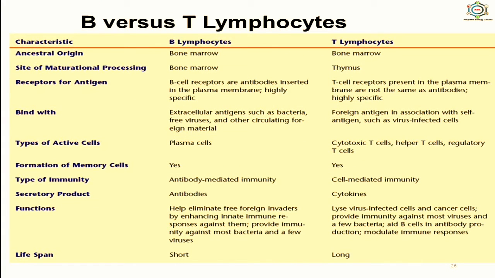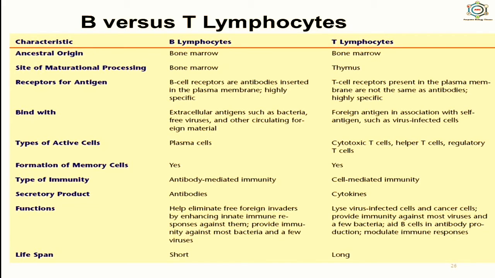Difference between the B lymphocyte and the T lymphocytes. So there are some characteristics and the differences. First one, that is the ancestral origin. B lymphocytes origin is bone marrow and the T lymphocyte origin is also bone marrow. The site of maturational processing in case of B lymphocytes is bone marrow, while in case of T lymphocytes it is thymus.